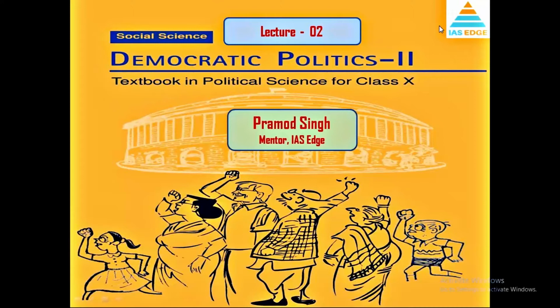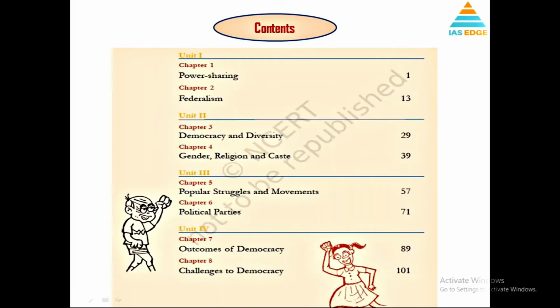So let's start with the second lecture of Democratic Politics 2. As I discussed in the previous class, we are going to cover these NCERTs in 3 days. Yesterday we covered power sharing and federalism. Today I'll be discussing democracy. There are 3 chapters in democracy that I have taken together: democracy and diversity, outcomes of democracy, and challenges to democracy. So we'll be covering these 3 chapters. The other 3 chapters will be covered the day after tomorrow, that is, on Thursday.